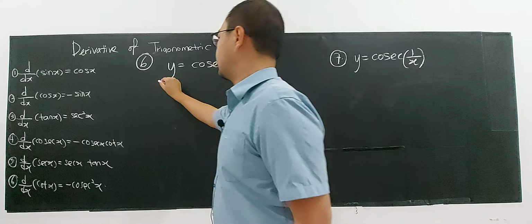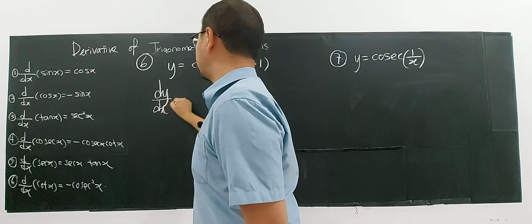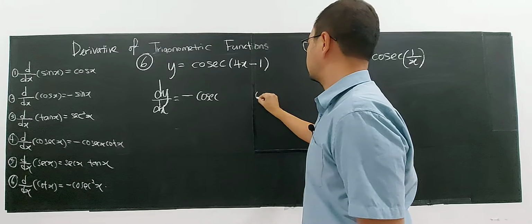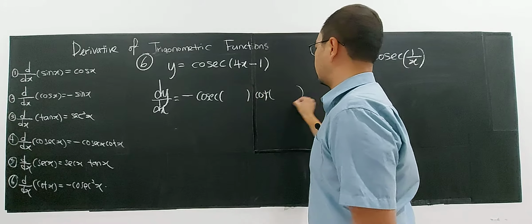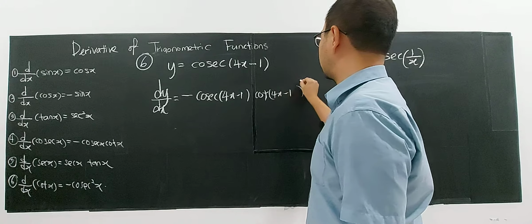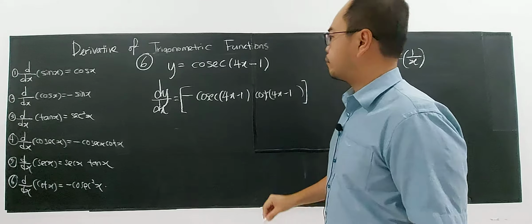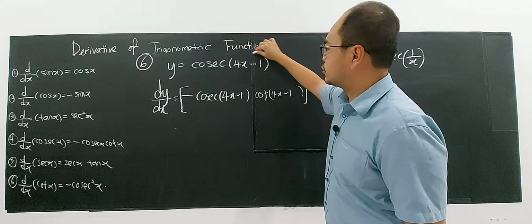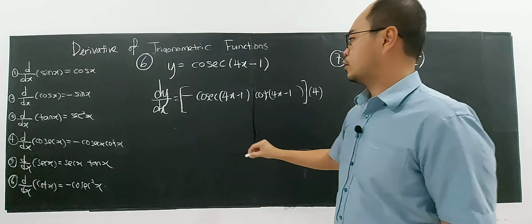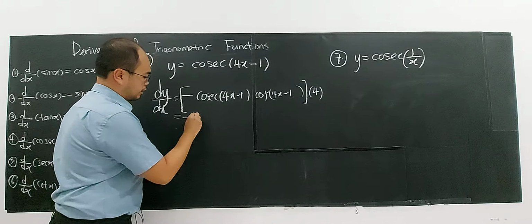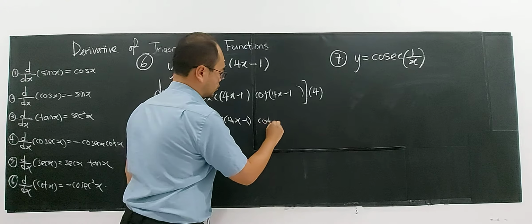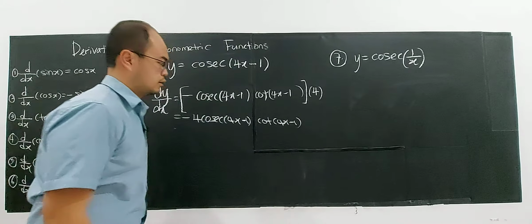So the same thing happens here. dy/dx, differentiating cosecant, you have negative cosecant cotangent, and this will be the given angle, 4x minus 1, 4x minus 1. Done for the first part. The second part is differentiating the function inside the cosecant. Differentiating 4x minus 1 gives 4. So you get negative 4 cosecant 4x minus 1 cotangent 4x minus 1. As easy as that.